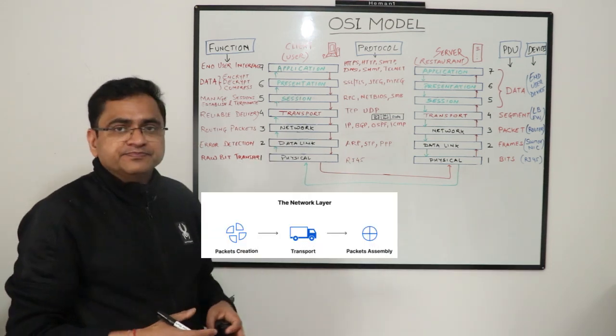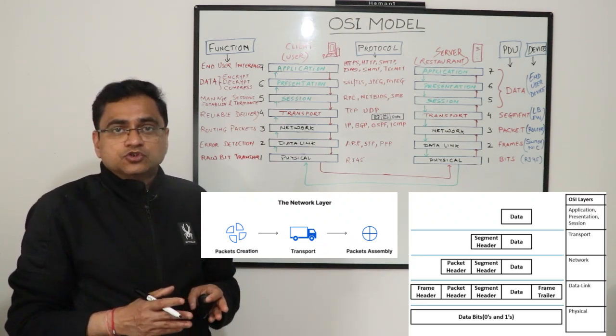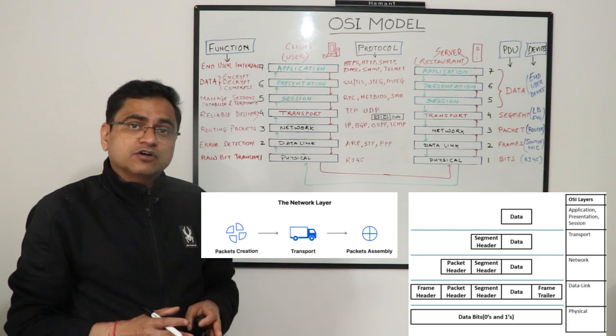At the network layer, these segments are now wrapped in packets with the addition of IP headers. So layer 3 handles addressing and routing.